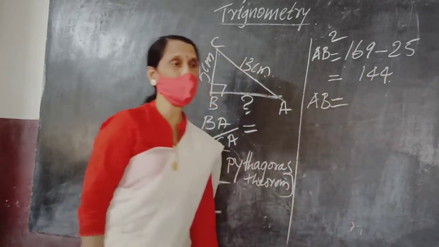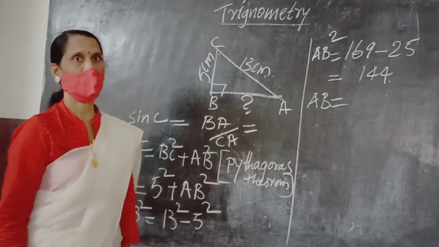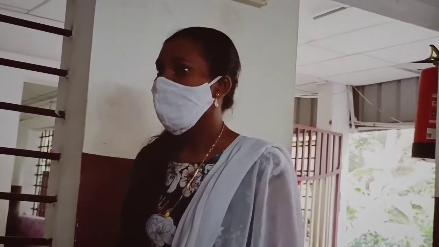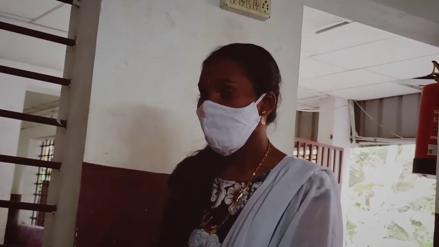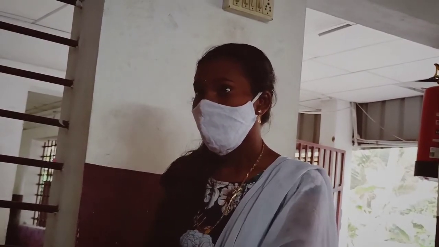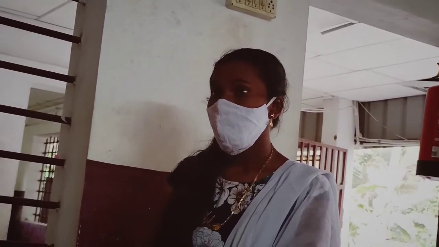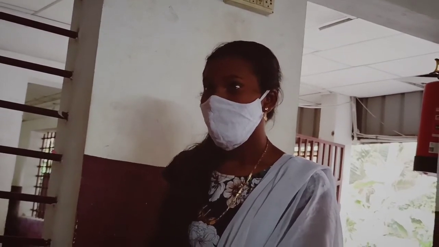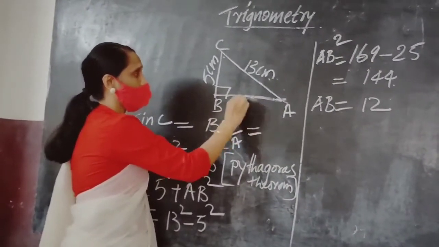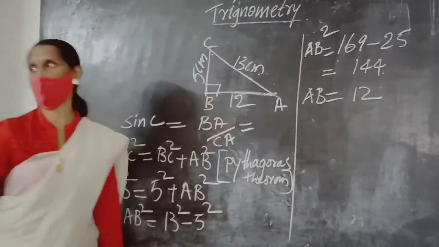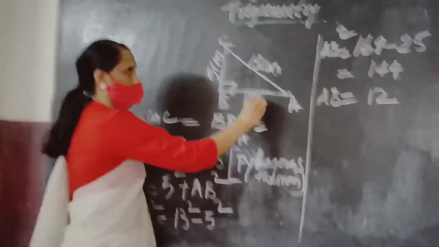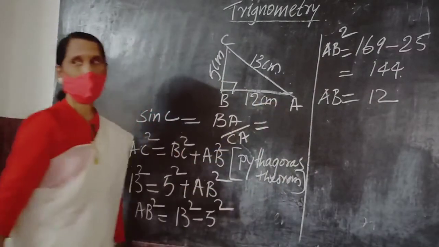What is AB, Srivani? Root 144 equal to 12. Yeah. AB square is 144. Then what is AB? Root of 144. That is equal to 12. So we got this measurement. We got this side now. What is this side now? The side is 12 centimeter.